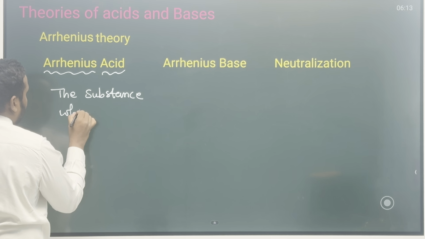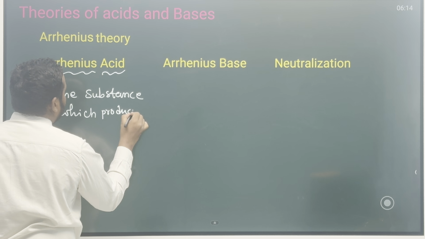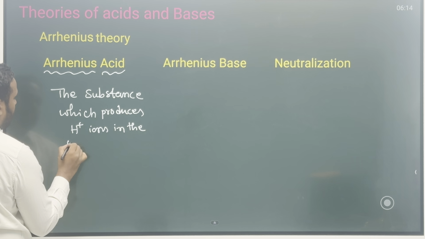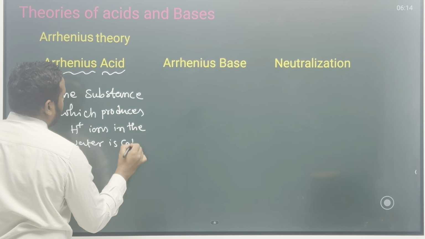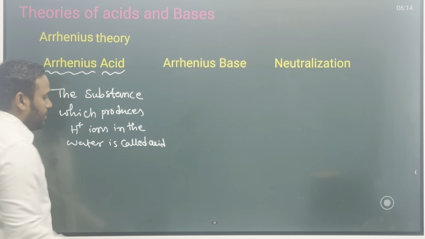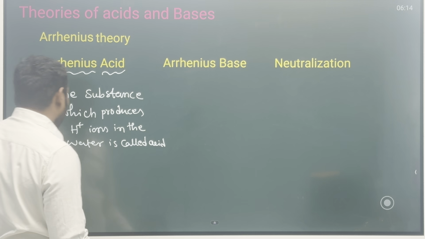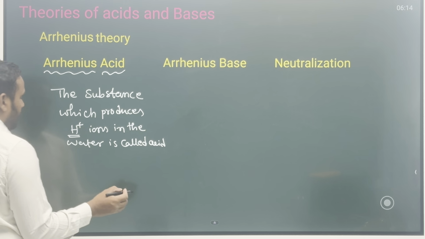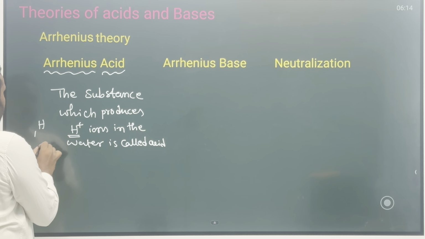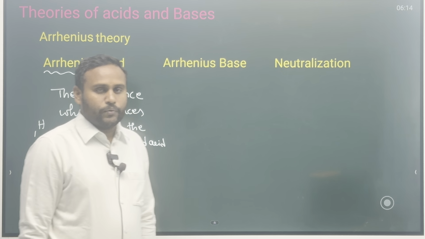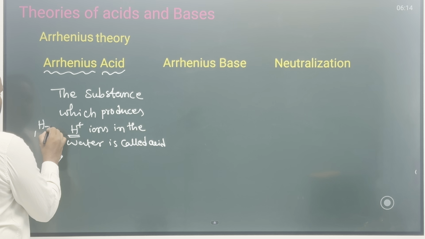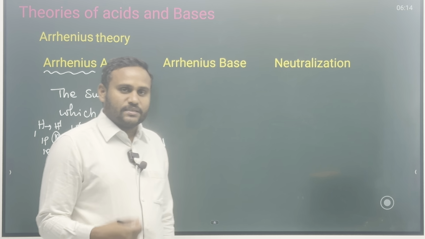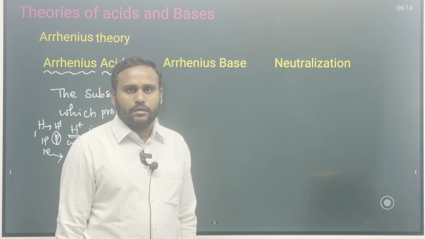which produces H plus ions in water is called an acid, meaning it produces protons. Why is H plus also called a proton? The hydrogen atom has atomic number 1 and contains 1 proton and 1 electron, with no neutrons. When you remove the electron, it forms H plus, which contains only 1 proton. That's why H plus is called a proton.